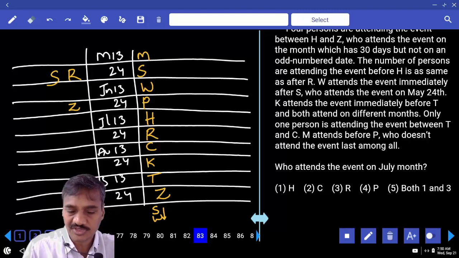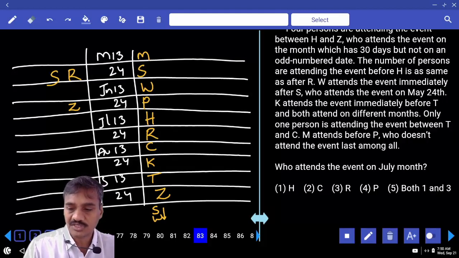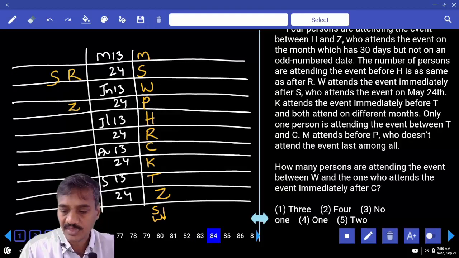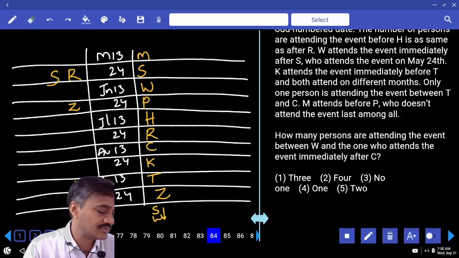And who attends the event in the month of July? H and R. H and R, both: 1 and 3, choice 5. And how many persons are attending the event between W and the one who attends the event immediately after C? Immediately after C is K. How many persons are between K and W? There are 4 persons, choice 2, question 84.